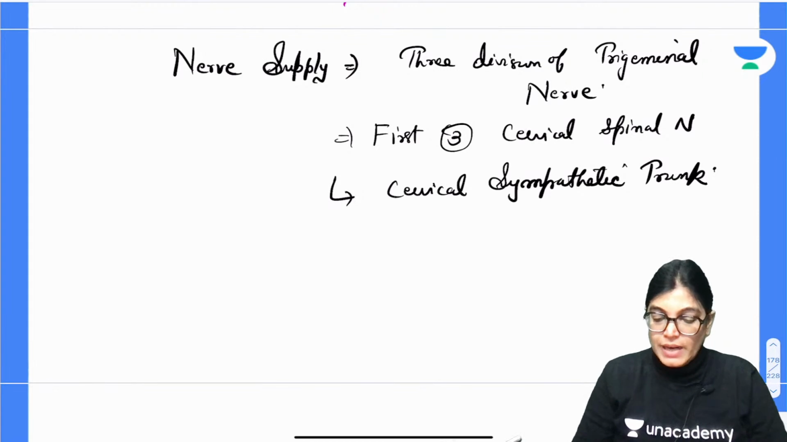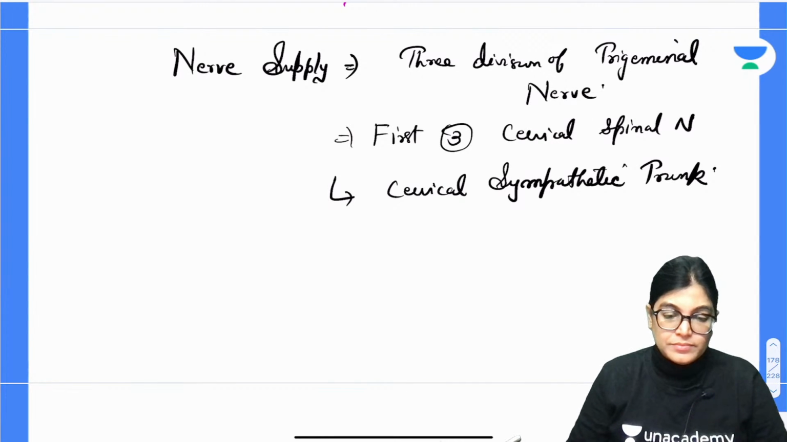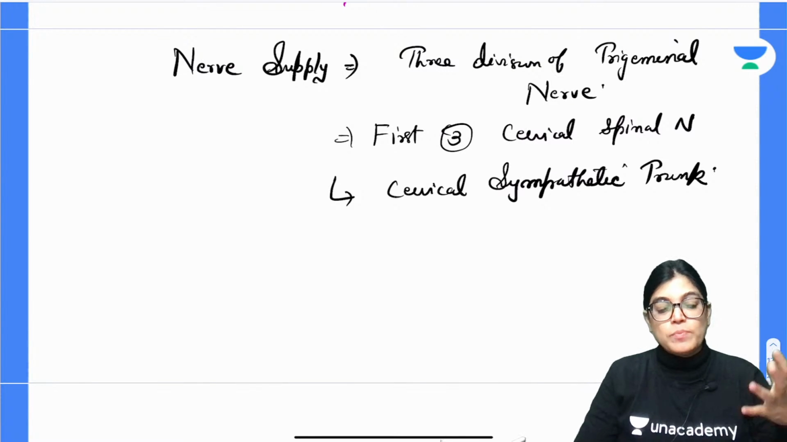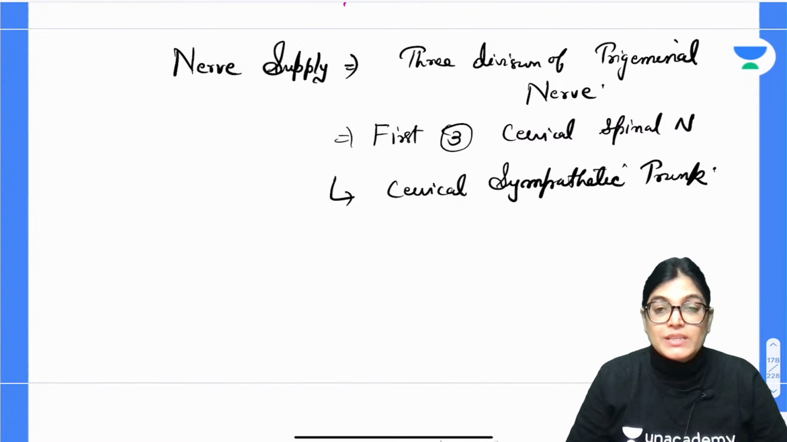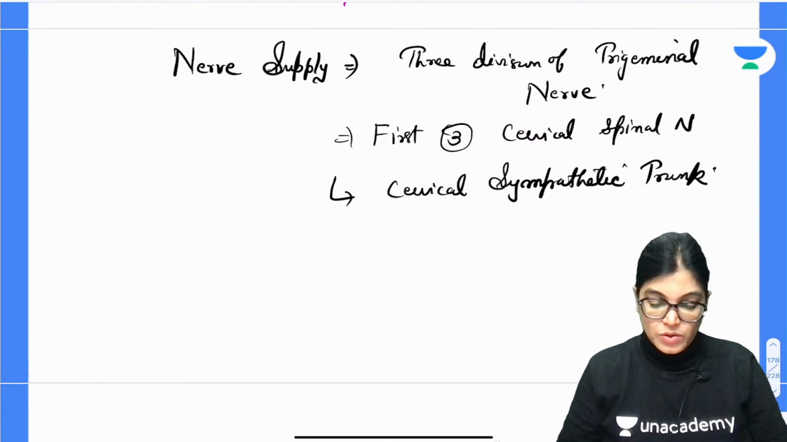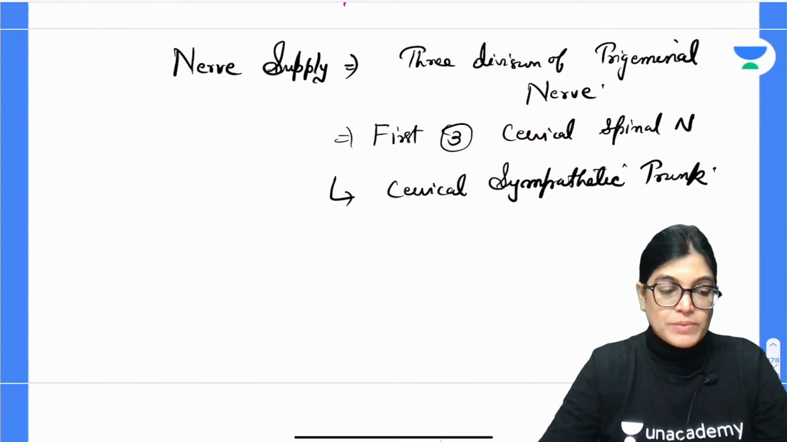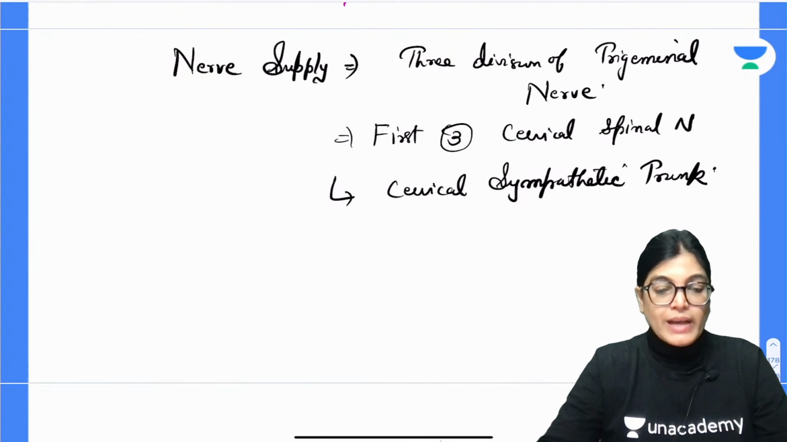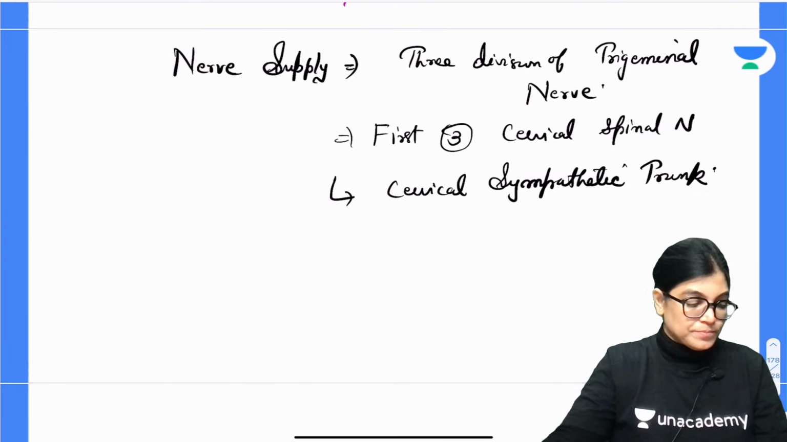Okay, three divisions of the trigeminal nerve, first three cervical spinal nerves, cervical sympathetic trunk. The supratentorial dura gets innervation from the meningeal branches of the divisions of the trigeminal nerve, that is the meningeal branches of the anterior and posterior ethmoidal nerves, and also the meningeal branches of the maxillary and mandibular nerves. The infratentorial dura is supplied by the ascending meningeal branch from the upper three cervical nerves.